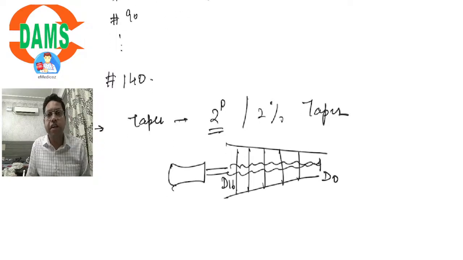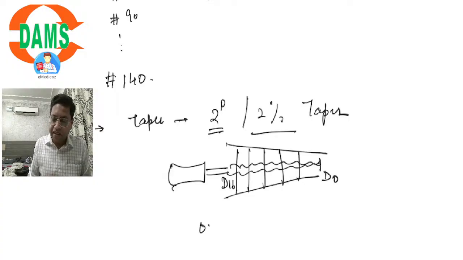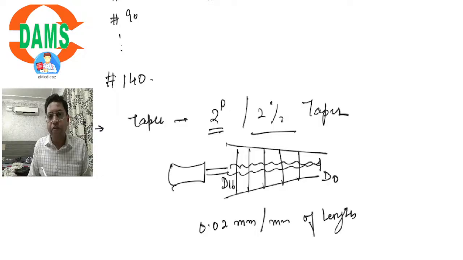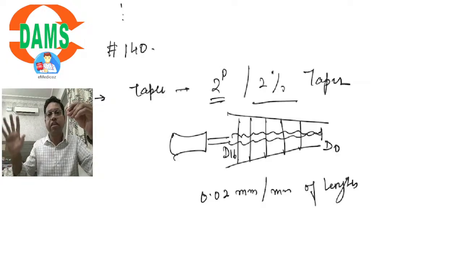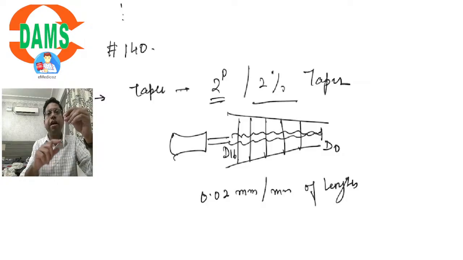And what is the standard taper for an instrument? It is 2 degrees or 2% taper. 2% taper means there is an increment of size 0.02 millimeter per millimeter of length. What does it indicate? For each millimeter as we move up from the tip of the instrument, the smallest diameter is D0, that is designated by the standard size of the instrument. Now what would be the diameter at 1 millimeter?